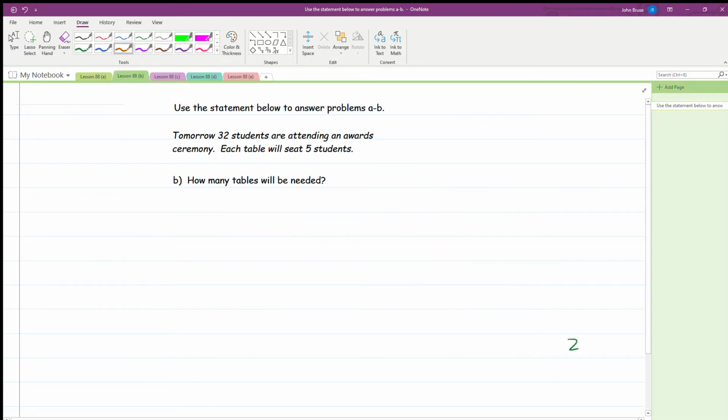It's the same thing at the top. It says use the statement below to answer problems A and B. Tomorrow, 32 students are attending an award ceremony. Each table will seat 5 students. How many tables will be needed?